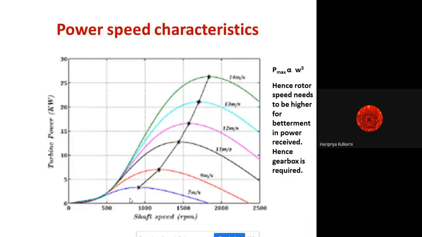Now we'll see the various characteristics of a wind generator. Again, these characteristics are very interesting. So this is the output power, turbine power in kilowatts versus shaft speed. So if we are getting better wind speed, we will get better power. You can see here, this is 7 meters per second. We are getting comparatively less power. This blue line, red line 9 meters per second, then 11, then 12, 13 and 14. So say at 14 meters per second, we are getting good wind speed, then definitely we will get large power.